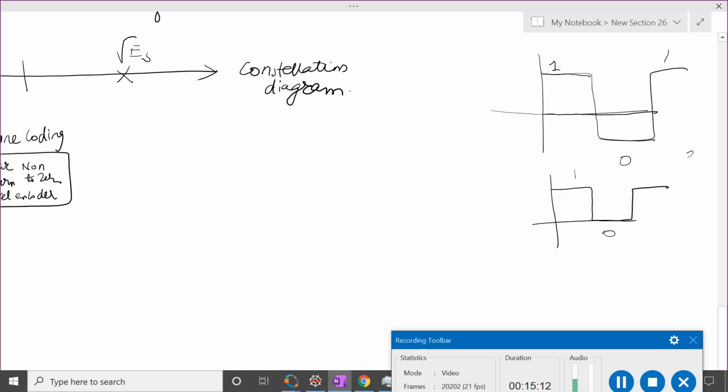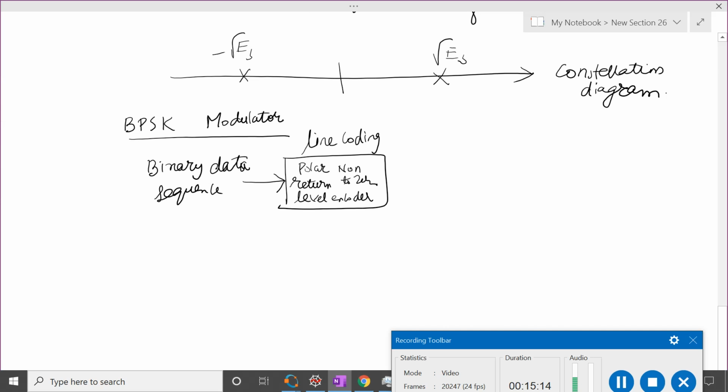There are a lot of types: bipolar, non-return to 0, then there is the Manchester signal. Line coding is a separate topic, but this is the simplest way, and we are using this line coding. Then what should we do?